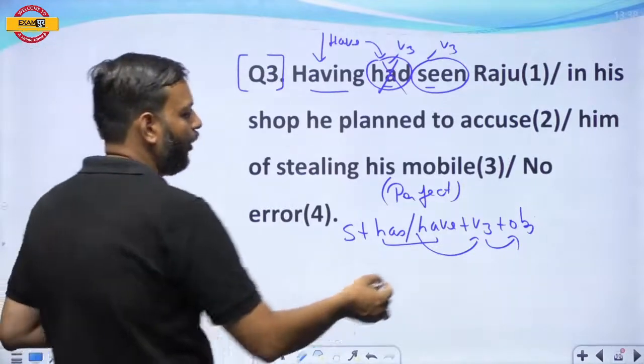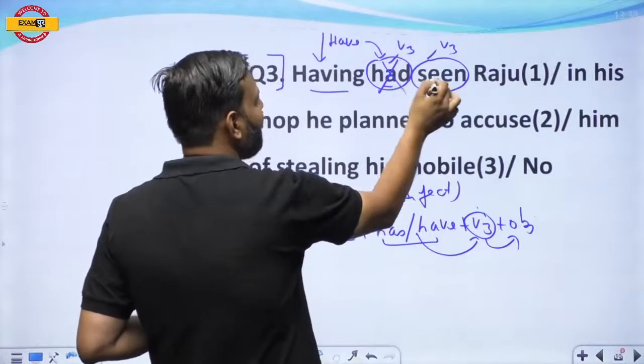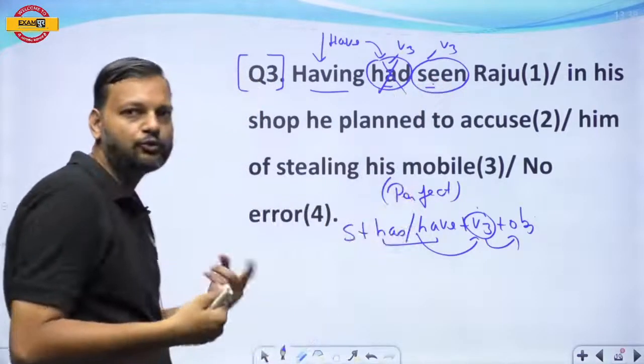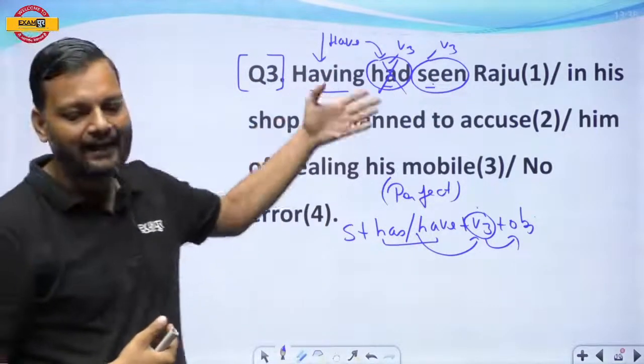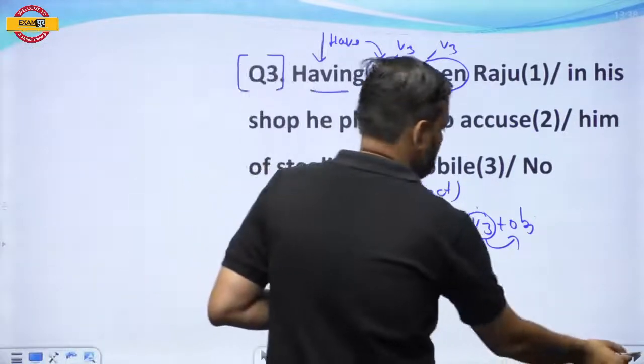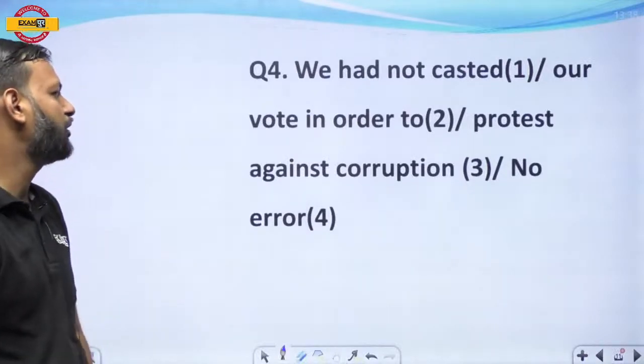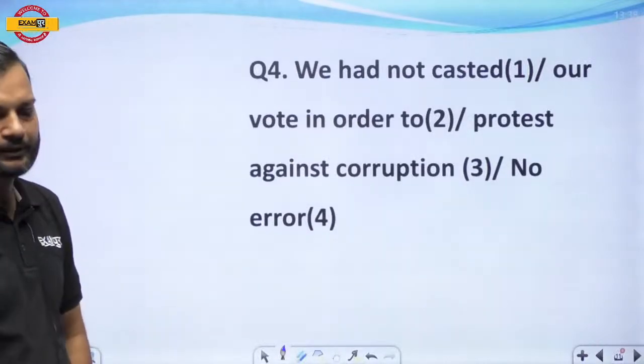Have is always followed by a third form. So there are two third forms, had and seen. There is no need of using two third forms. That's why we have removed had. Okay. Now the next question. We had not casted our vote in order to protest against corruption.